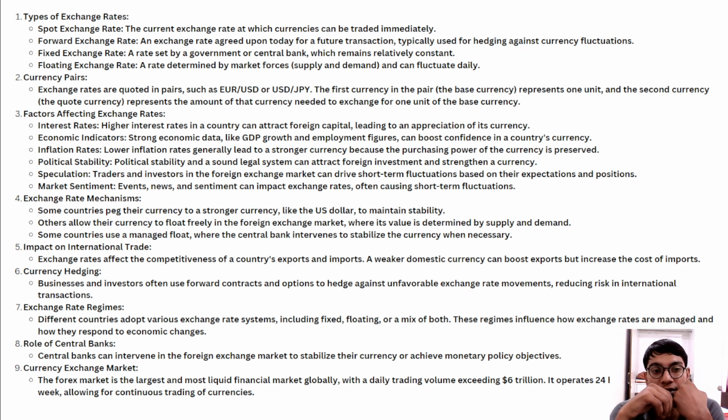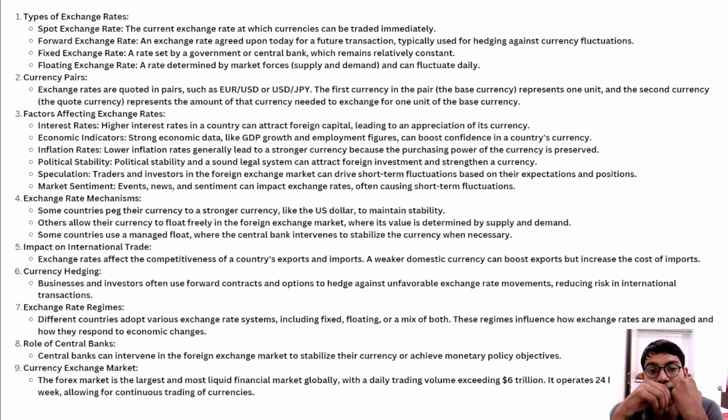Second is factors affecting the exchange rate. Interest rate: a higher interest rate in a currency can attract foreign capital, leading to the appreciation of its currency. Economic indicators: strong economic data like GDP growth and employment figures can boost confidence in the country's currency. Inflation rate: a lower inflation rate generally leads to a stronger currency because the purchasing power of the currency is preserved. Political stability: political stability and a sound legal system can attract foreign investment and strengthen the currency.